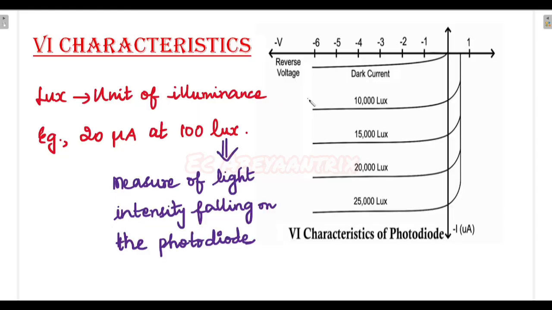And coming to the VI characteristics, as I said earlier, the photodiode is mainly used in reverse bias operation. As we increase the reverse bias voltage, the current also gradually increases. And coming to the dark current, as I said earlier, even though there is no incident light applied on the photodiode, there will be a small leakage current or reverse saturation current. That current is called dark current. The word dark implies the absence of light, hence it is called dark current.